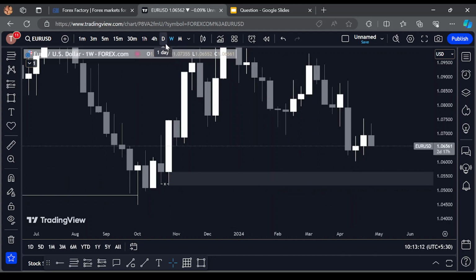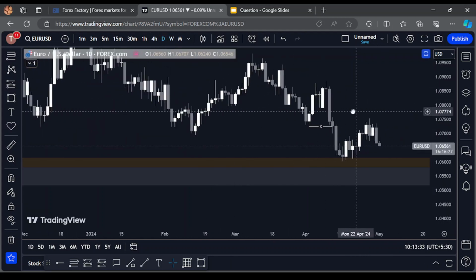So currently what do we have is that we are having this strong zone which is already mitigated. So most likely I'm anticipating the price to show a reaction from either side. So let's move to the daily, since we are not having much clear price action into the weekly levels.